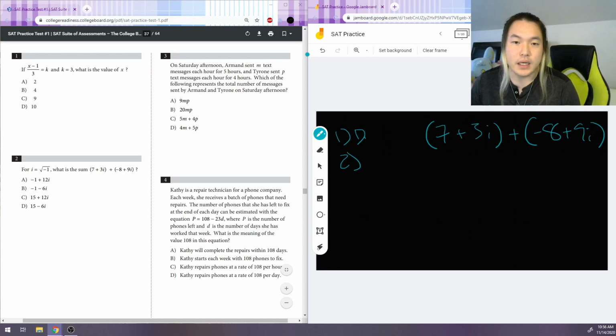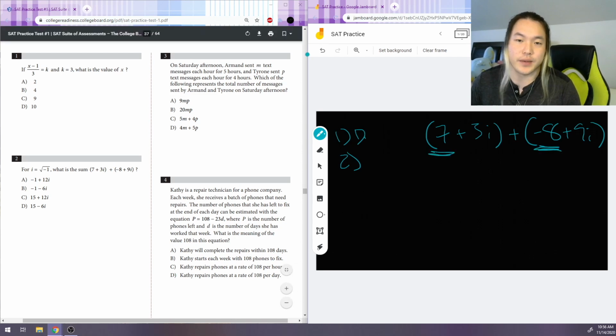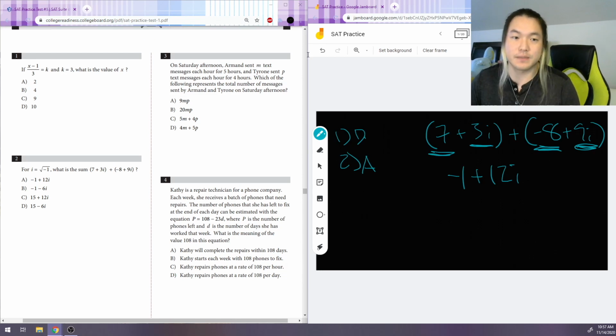So here we treat it just like an x. We combine like terms, so we have two regular numbers, 7 and negative 8, that's equal to negative 1. And then we have two i terms, 3i and 9i, that becomes 12i. The answer is A. And make sure you're reading the questions carefully. There's a plus here, so this is not a FOIL, we're just adding them together.